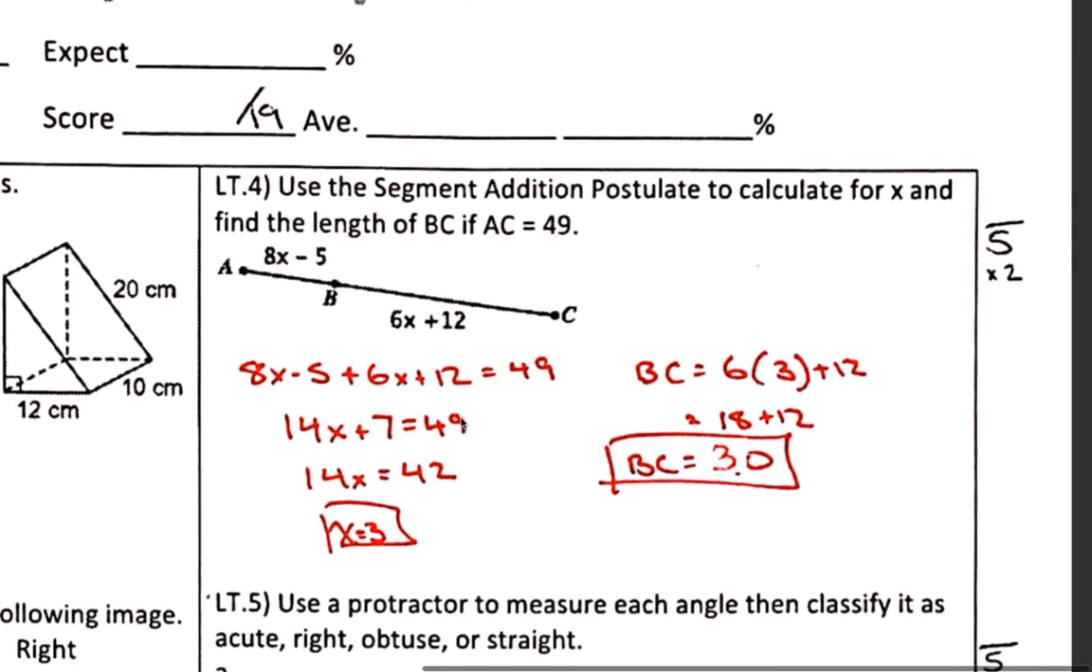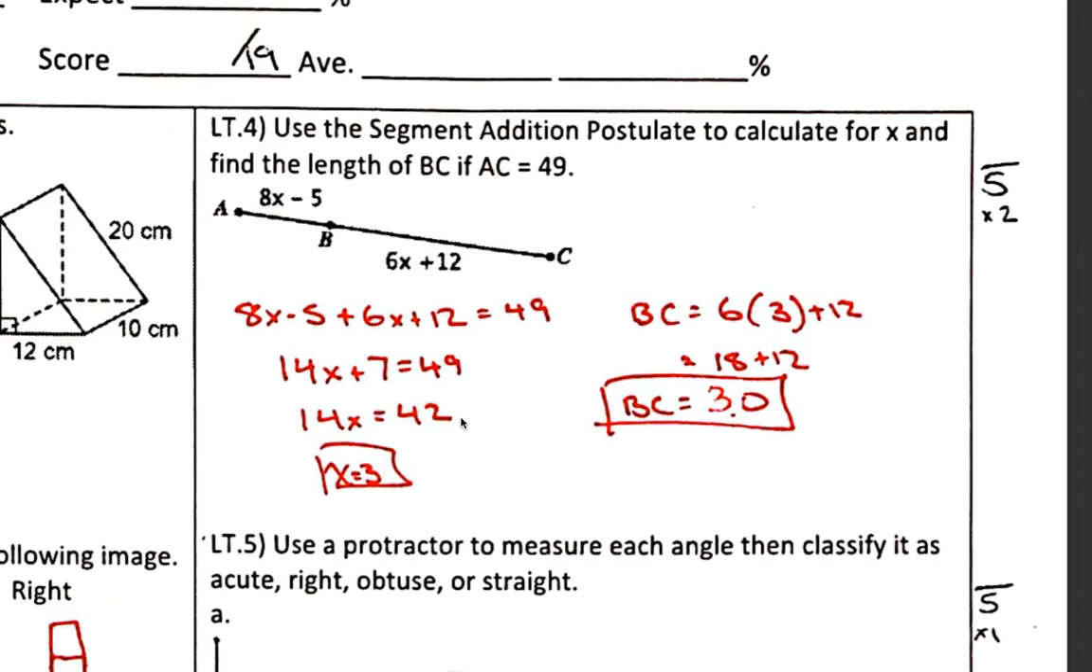All right. Taking a look at learning target 4, where we finally get to do some algebra. We're using the segment addition postulate. The whole thing, AC, equals 49, so that means these two things added together equal 49. So I set them equal to each other, make it equal to 49. I combine my like terms. 8x plus 6x is 14x. Negative 5 plus 12 is 7. I subtract the 7, I divide by 14, I get x equals 3.